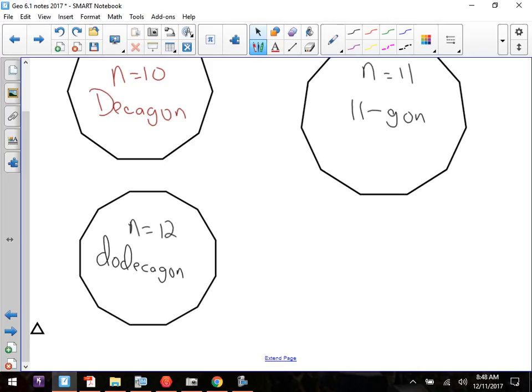So if the dodecagon has 12 sides, how many triangles are going to fit in it? 10. Okay. So you'll start to see that there's going to be this pattern that develops. And that's where all this comes from.